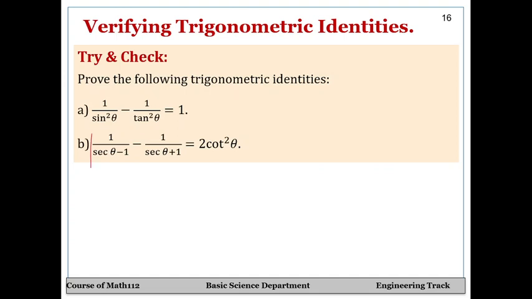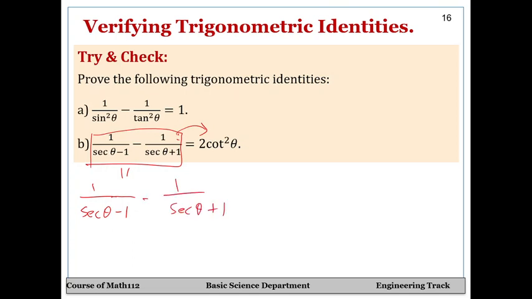Okay, now let's start. Let's start from this part and let's try to show this one. How can you put them together? These 1 over secant theta minus 1, and minus 1 over secant theta plus 1. How can you do such a thing?